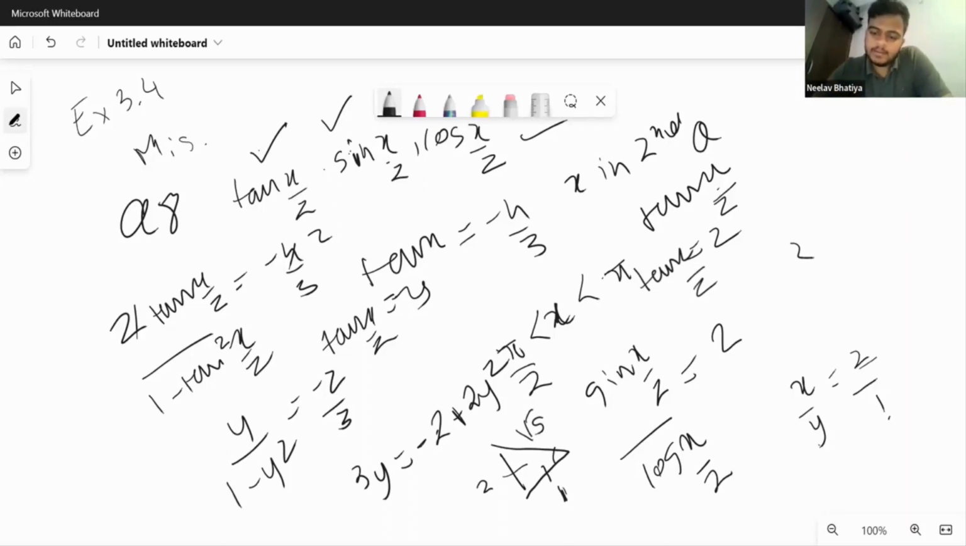How did I get there? Because a square plus b square equal to c square, correct? So a square plus b square, that is 4 plus 1, equal to c square, and c would be equal to root 5. That makes sense.